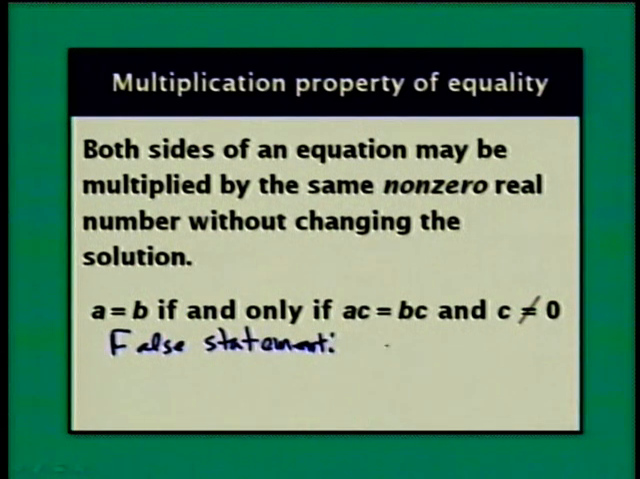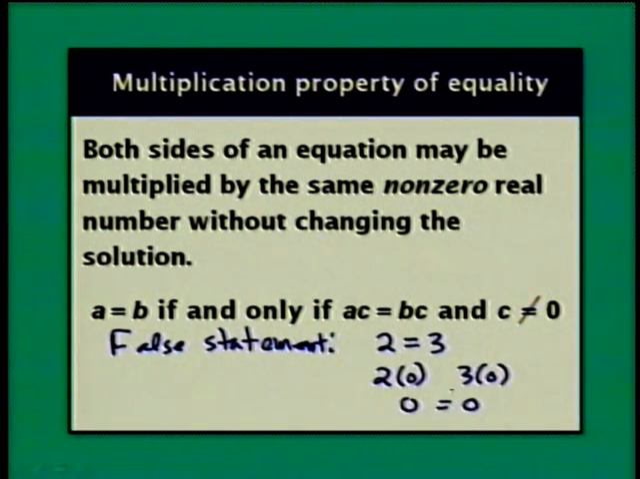Here's the false statement: 2 equals 3. No one would believe that's true. But if I multiply 2 times 0 and I multiply 3 times 0, I end up with 0 equals 0, which is a true statement.